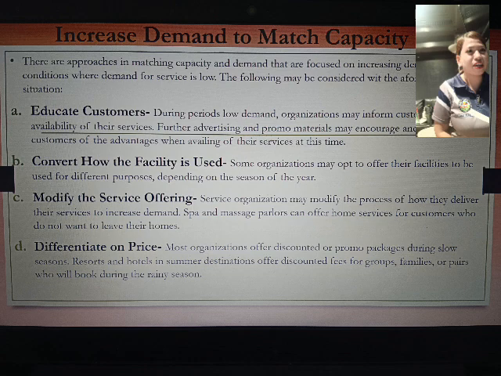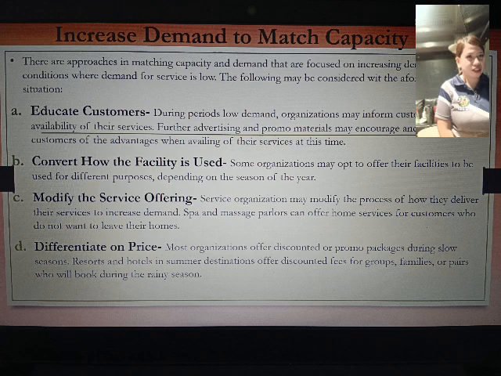Next is the increased demand to match capacity. So there are approaches in matching capacity and demand that are focused on increasing demand during conditions where demand for service is low. So we have here the following to be considered with the aforementioned situation. First is educate customers.